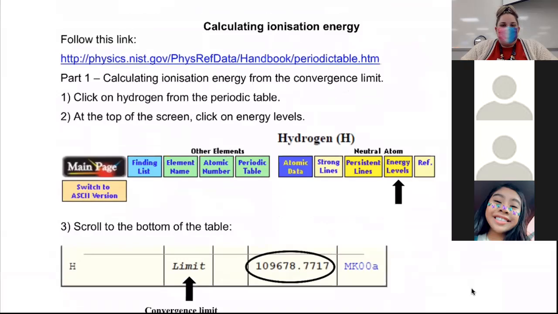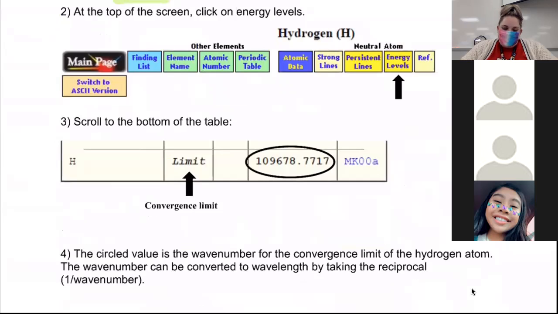There's a link, and I put it on Canvas, and it says you're calculating the ionization energy from the convergence limit. So it wants you to do hydrogen first. It tells you to click on hydrogen, and once it comes up, you're going to see a screen similar to this menu. It says click on the energy levels. You want to make sure you're clicking on the energy level that's under neutral atom. On hydrogen, that doesn't really matter, but it will on your other ones.